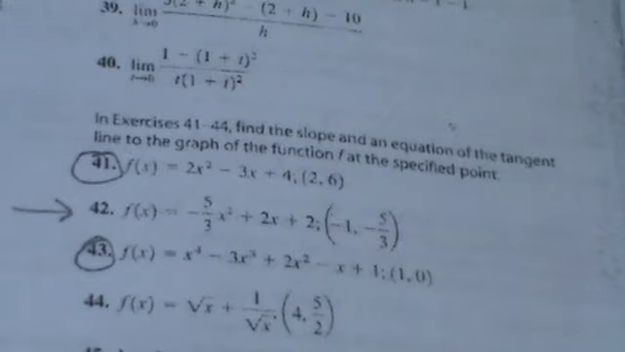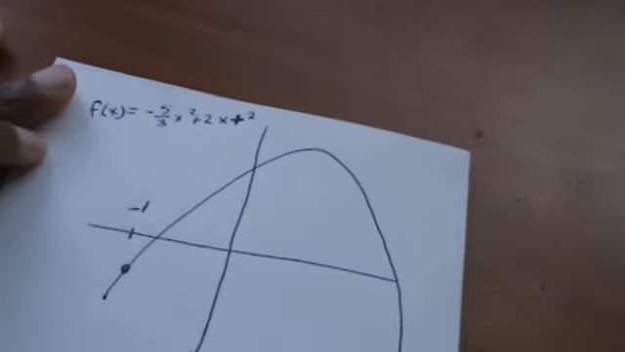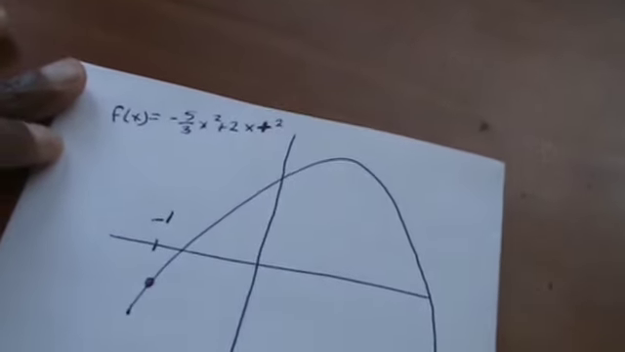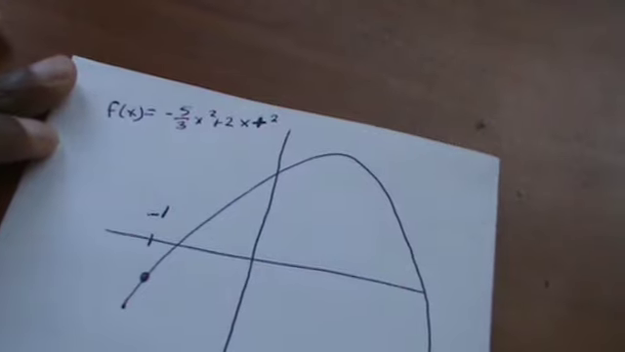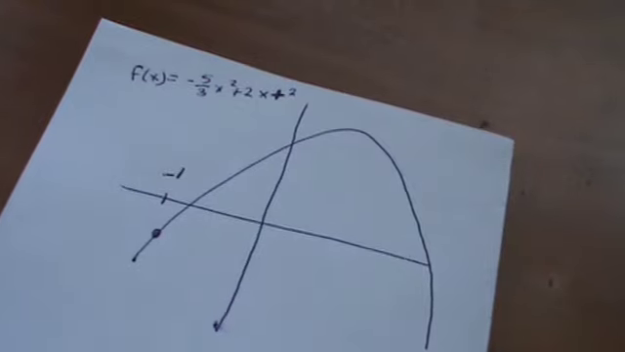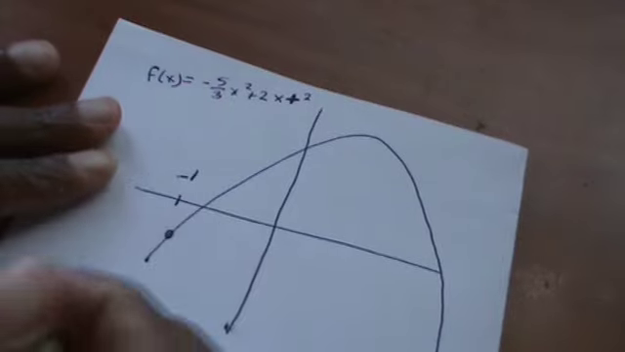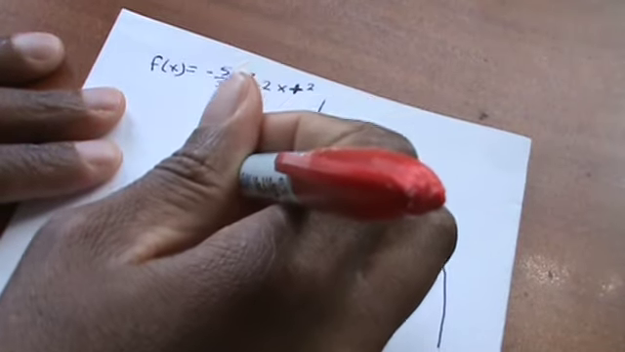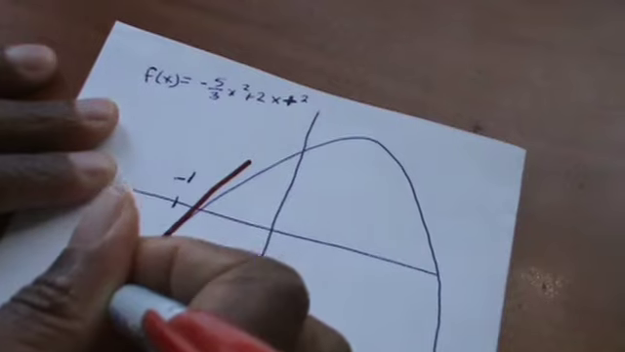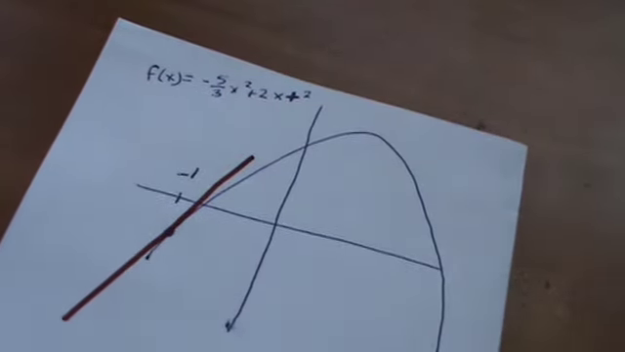Okay, this is on page 4 of your notes, so if you want to follow along there. So I have sketched out the function f of x equals negative 5/3 x squared plus 2x plus 2, and our goal, just to remind you, is to find the slope of this line, and ultimately they would like you to find the entire equation of this tangent line right here at x equals negative 1. All right, so let's get started.